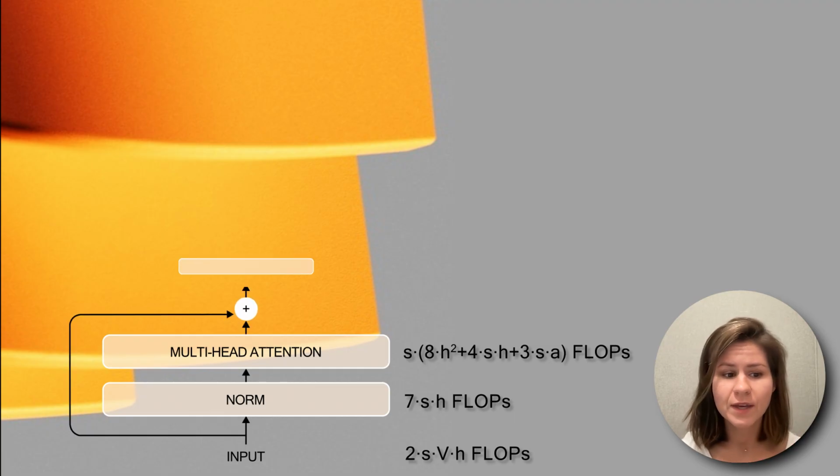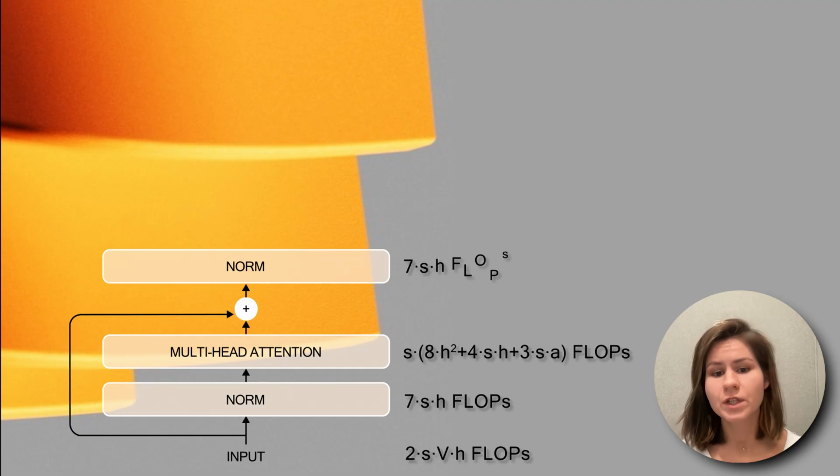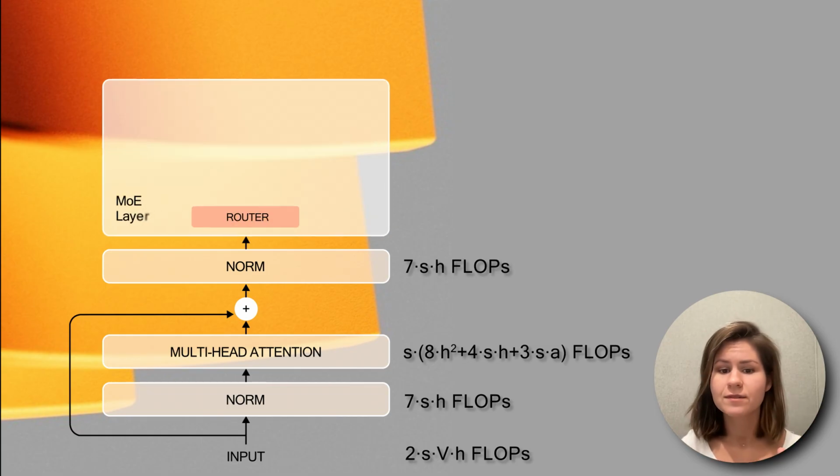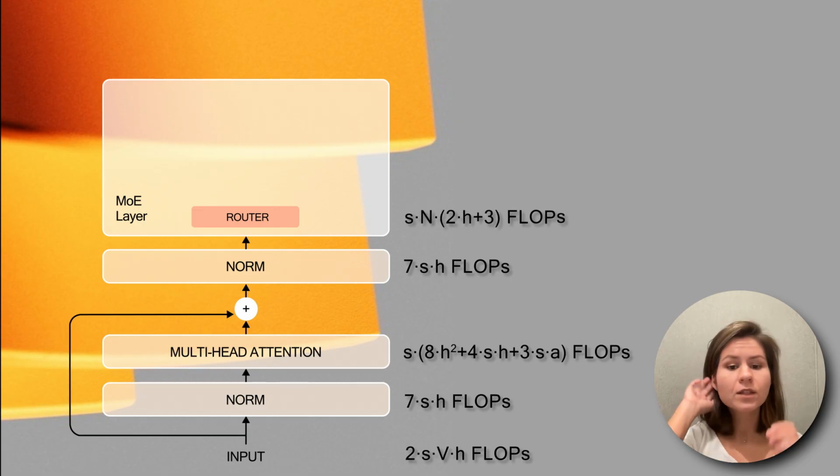After that, we have layer norm. We already know how to calculate FLOPs for it. After that, we have the router. In the router, there is another matrix to matrix multiplication. You have the input of size S by H, and you need to transform it into the expert space, so multiply by the matrix N by H.